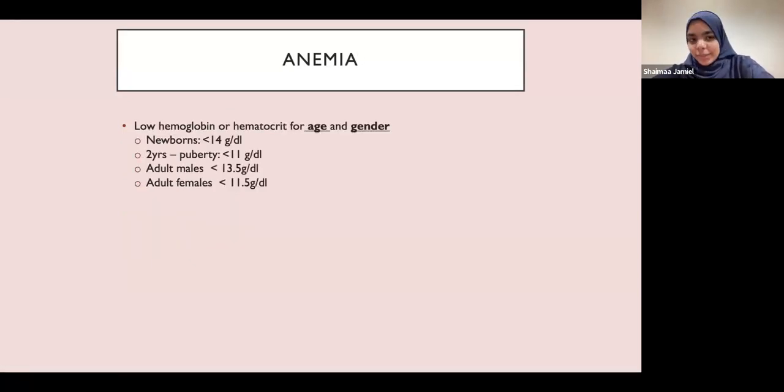So what is anemia? Anemia is described as low hemoglobin or hematocrit, which we will get to know right now, for age and gender. So the keyword is age and gender. So for example, here we have what would be described as anemia for these different types of the population. So newborns, for example, it would be anemic if you had a hemoglobin of 12, but it would not be anemic for an adult female. So basically it depends on the age and the gender.